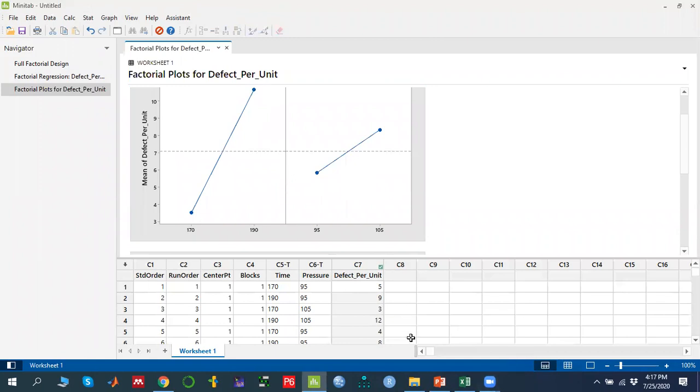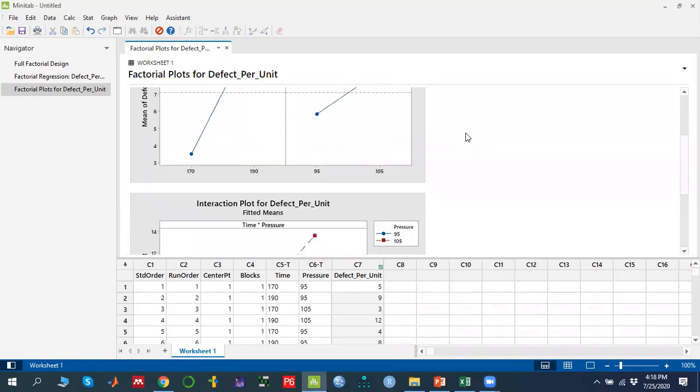In a main effect plot, you can interpret it as we move from low to high in the time factor. As long as this line is diagonal, like right now, it indicates a significant factor, which means moving from time 170 to 190, the defects per unit are significantly increasing. Similarly, pressure is also showing that moving from 95 to 105 significantly affects the response. If this line is horizontal, that indicates the factor will not affect the response while shifting from low to high or high to low. But because right now this is in a diagonal form, that indicates the factor is significantly affecting.